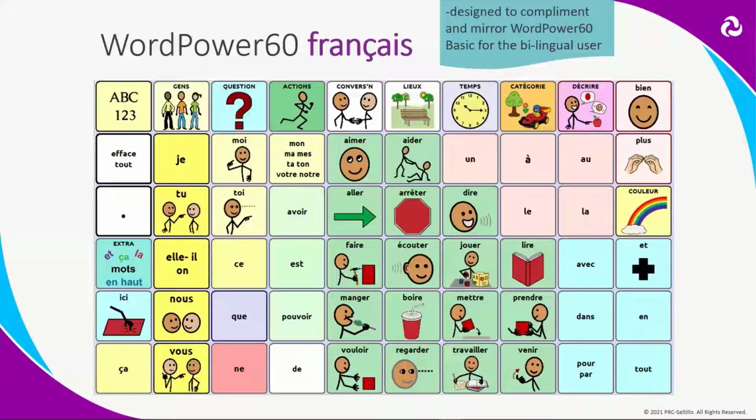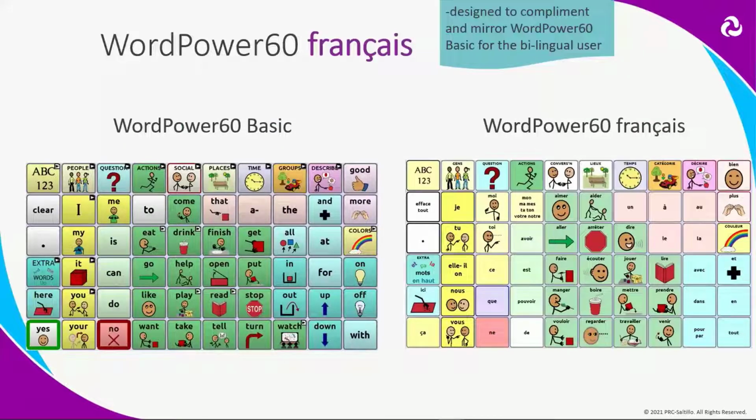Okay, thanks. Okay, so I thought I would spend most of my time today demonstrating the French WordPower 60 français. This is a screenshot of that, and here is the WordPower 60 basic in English beside the French version. Again, as much as I could, I got the same functionality on the main page and did my best to keep the position of the groups across the top.